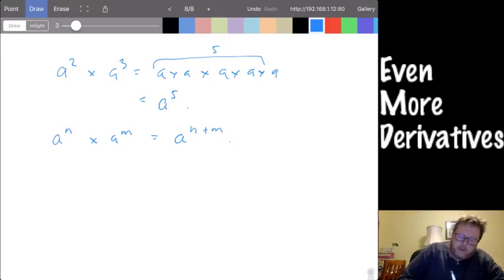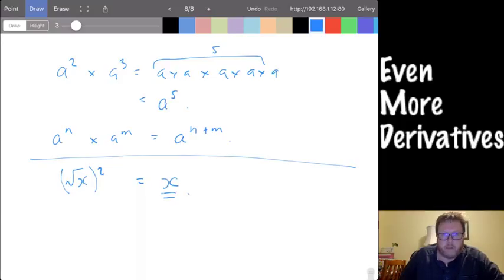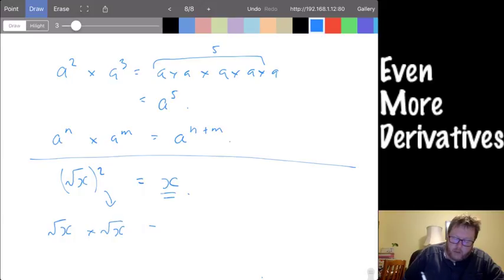Okay, so let's have a look at the square root of x. What do we know? Any number, if we square a square root, we get the thing inside. Okay, so if I square root x and then square that, I get back to x. All good? Okay. A square simply means root x times root x. So root x times root x equals x. X is a power of 1.